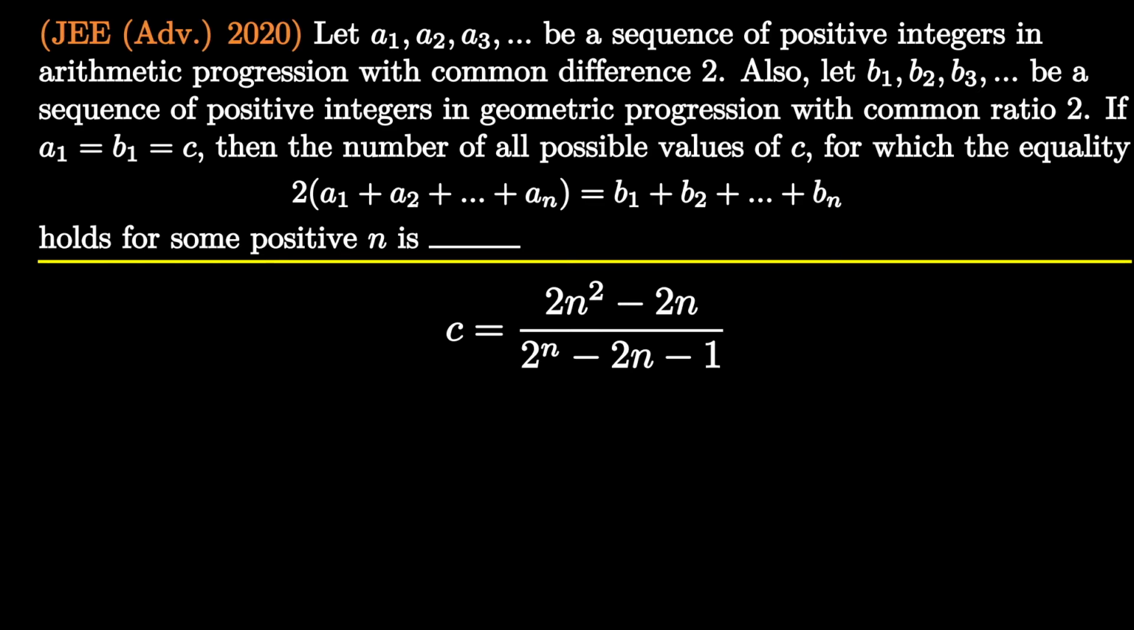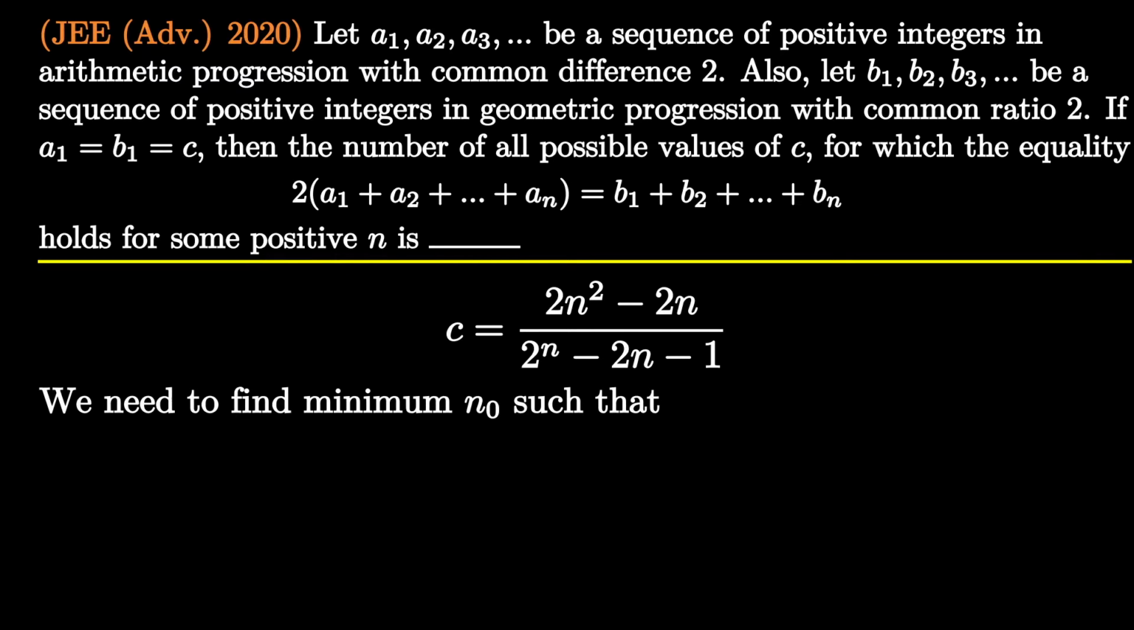So after some particular value of n, say n naught, the ratio at the right side would be less than 1. It means we do not need to manually check for n greater than or equal to n naught. And for n less than n naught, we have a hope for c to be a positive integer. Now our job is to find n naught. More precisely, we need to find the minimum value of n naught so that for each n greater than or equal to n naught, the denominator is greater than the numerator.